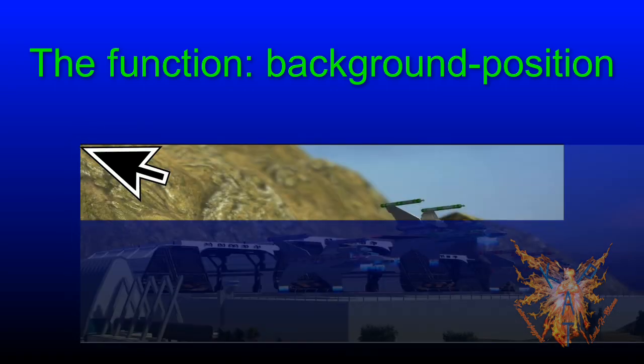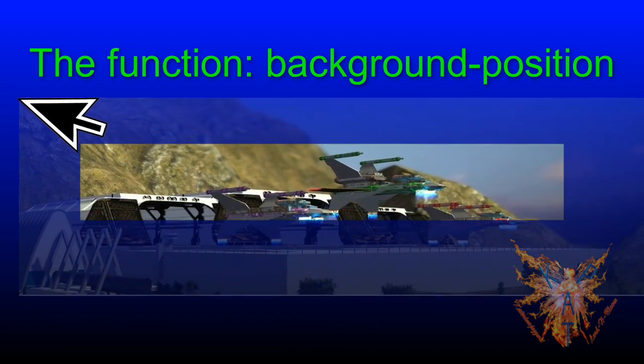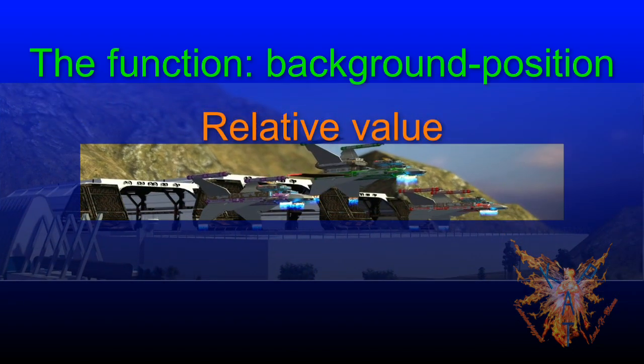Let's see now an interesting property for a non-repeating background. This is the property background-position, which will allow us to position our image in its space. This property will be very useful for us to position the image of the banner in order to see the part that interests us. The value of this property can be defined in relative terms, that is, the position of the upper left corner of our image in relation to its frame. Or by name.